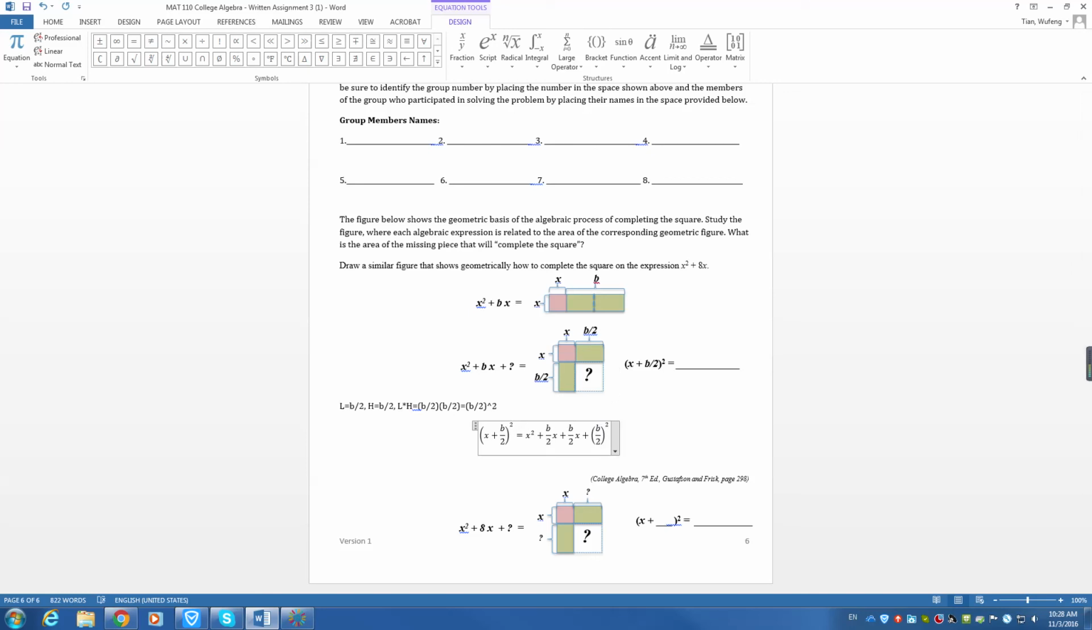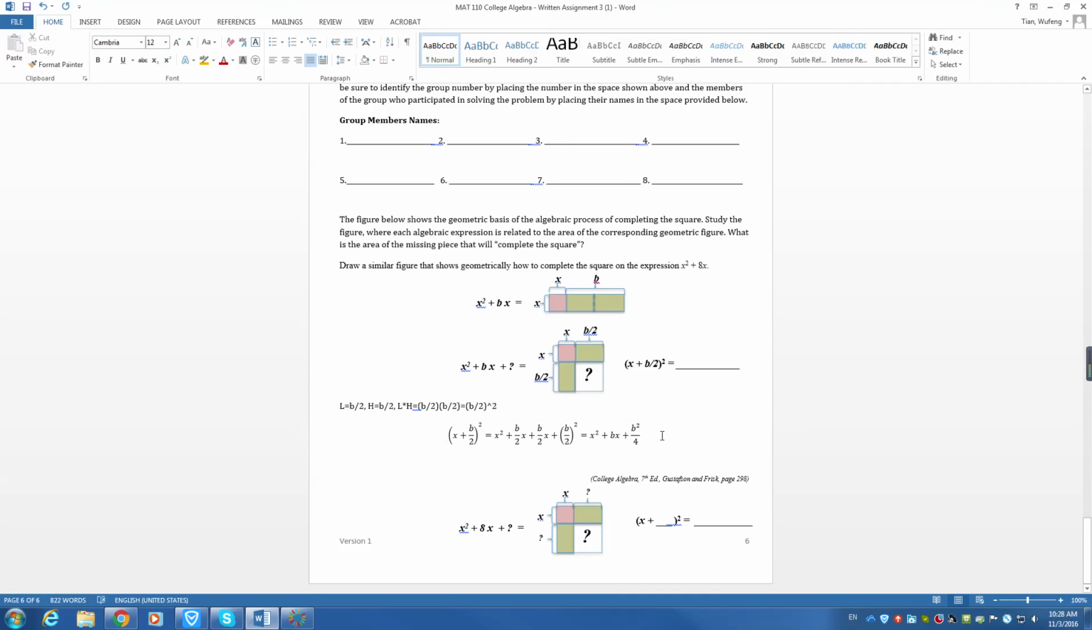Okay, so this equals what? You simplify that, it just equals x squared plus bx plus b squared over 4, right? So this is for this one. And for the next one, you need to do exactly the same thing, and here b equals what? B equals 8 for the next question. So actually it's plus 8x, excuse me. In the previous question it was x squared plus bx, and everything is b. Now it is x squared plus 8x, so it's giving us a specific b equals 8 for part C.